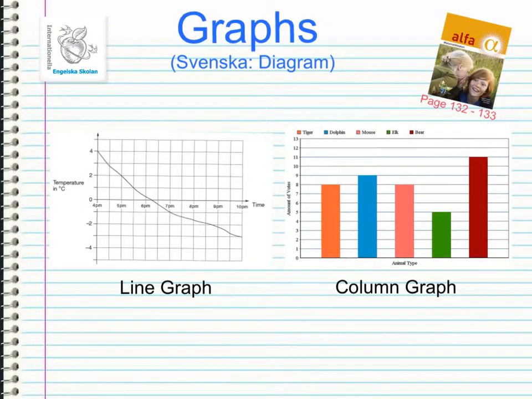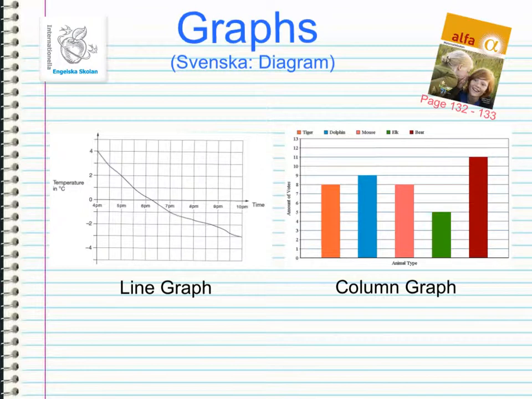We're going to be looking at graphs today. We'll be looking at two different types of graphs, a line graph and a column graph. All graphs are used to show information. They're really good at being able to compare different information or see how things change.